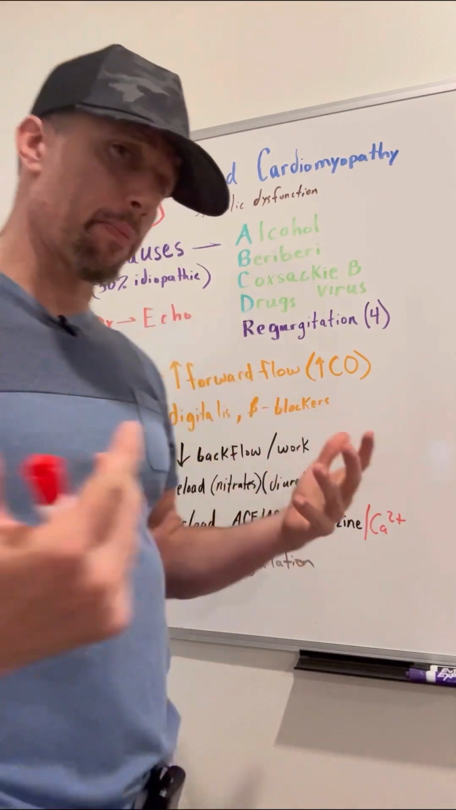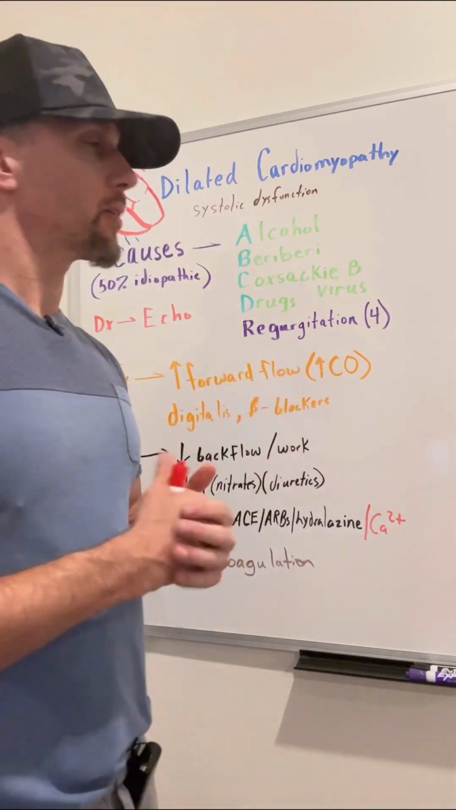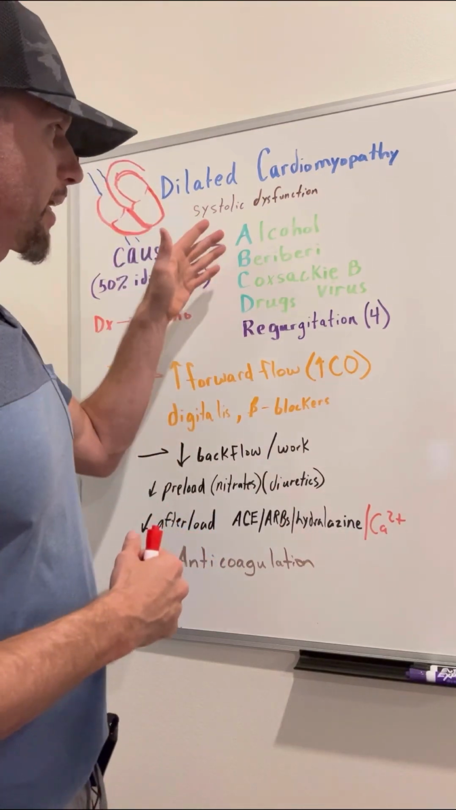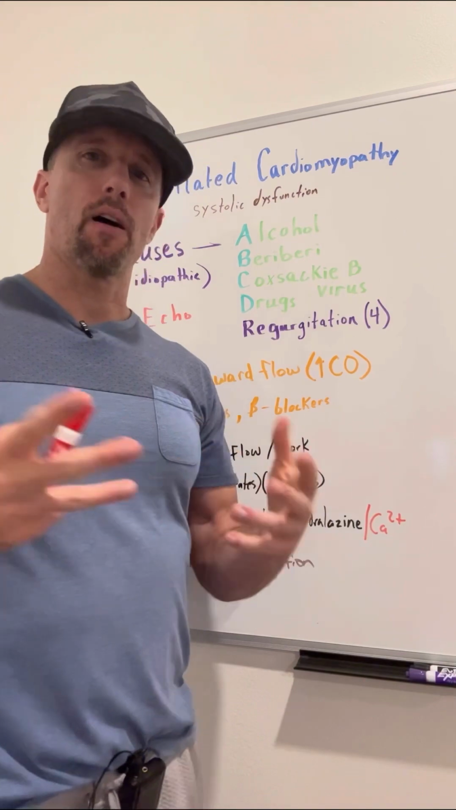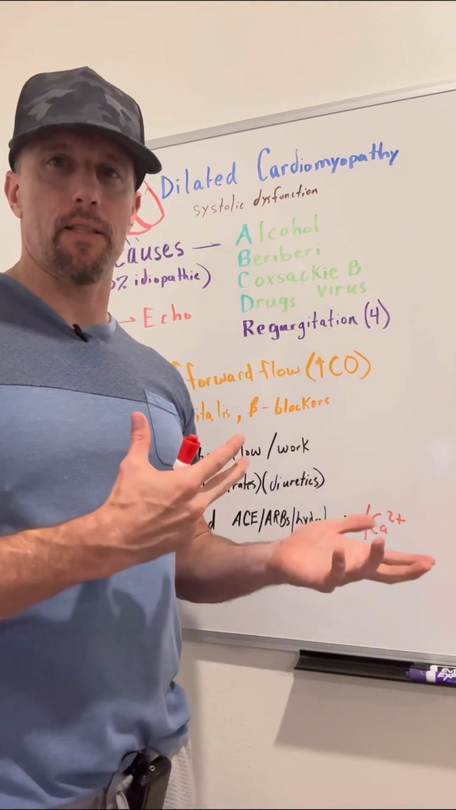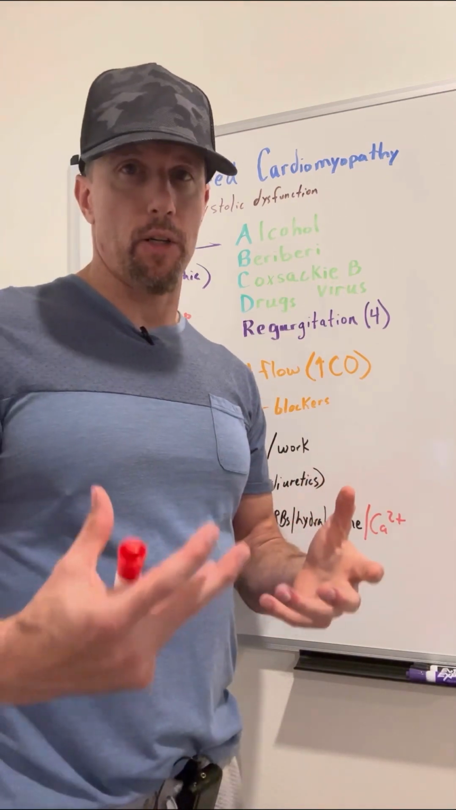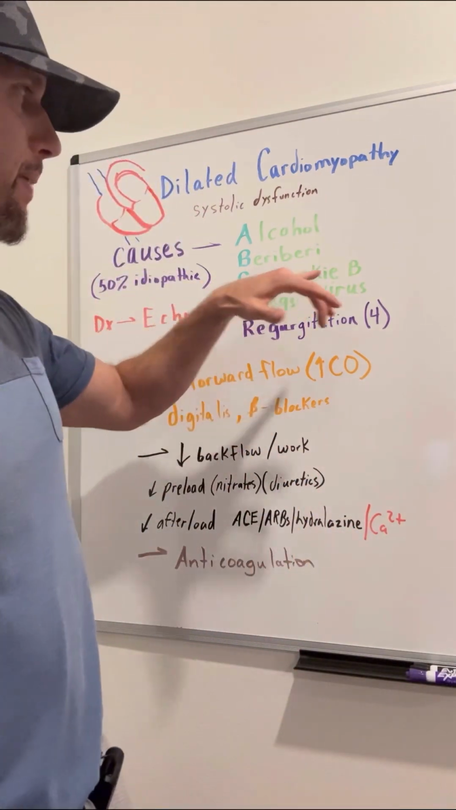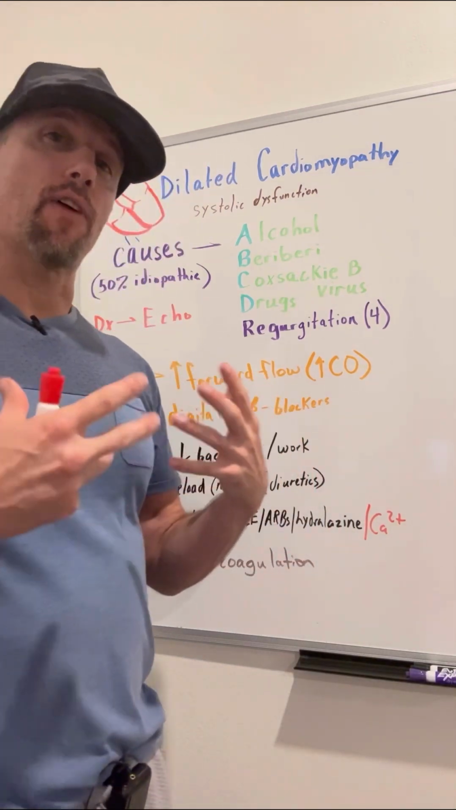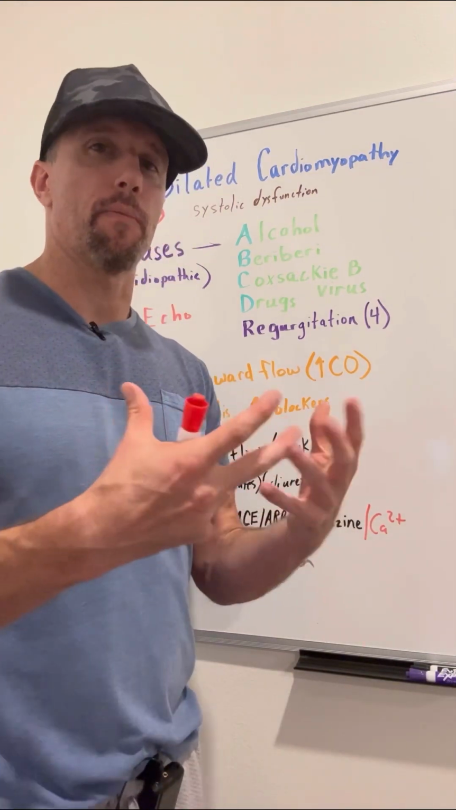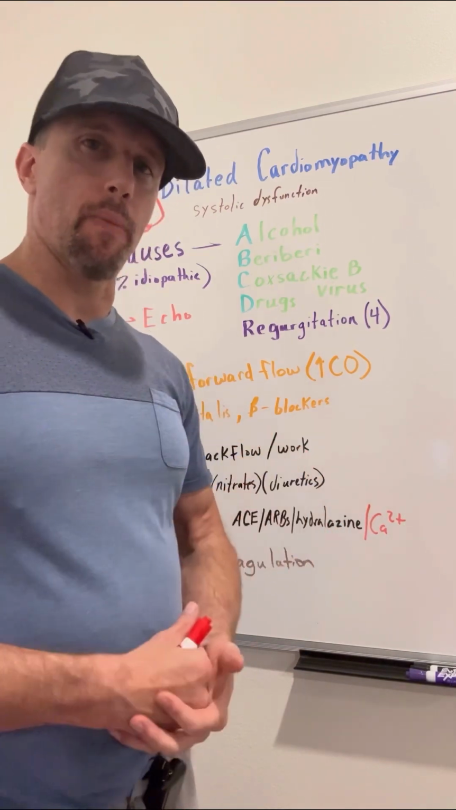Some of the causes, 50%, are idiopathic, like we just don't know what causes it. But then there are some causes, like we have a mnemonic A, B, C, D. A and B kind of go together because alcoholism can cause thiamine deficiency, and that's what beriberi is. And so this can be toxic to the myocardium of the heart. Coxsackie B virus, along with HIV, these cause viral myocarditis, inflammation of the myocardium of the heart. And so that's another cause of dilated cardiomyopathy.